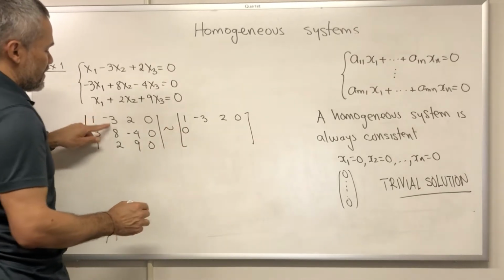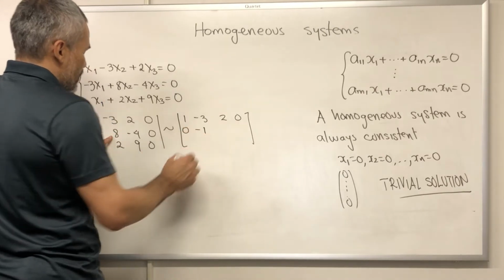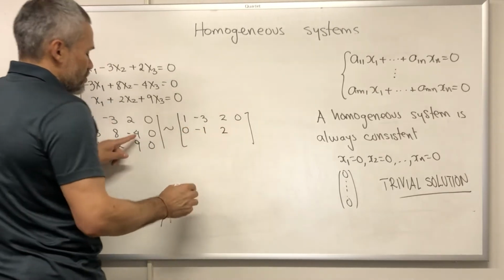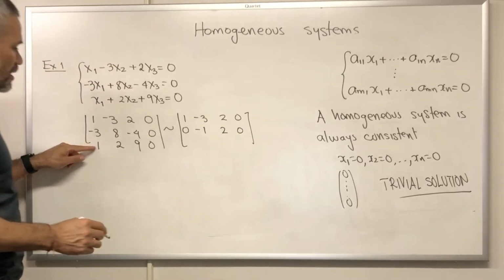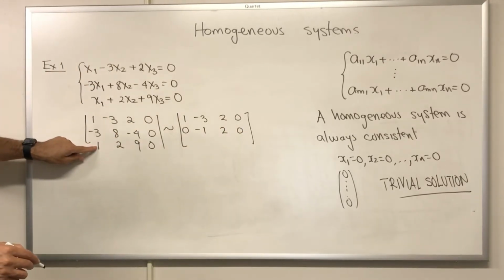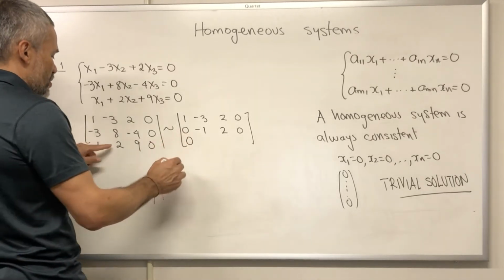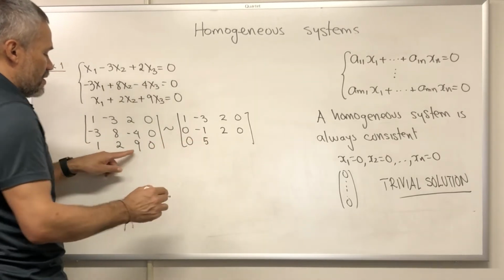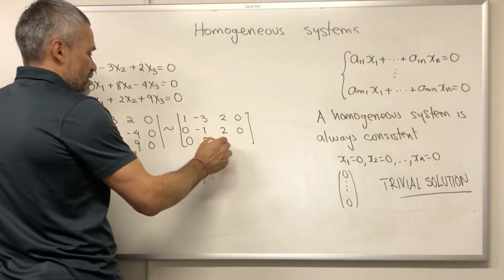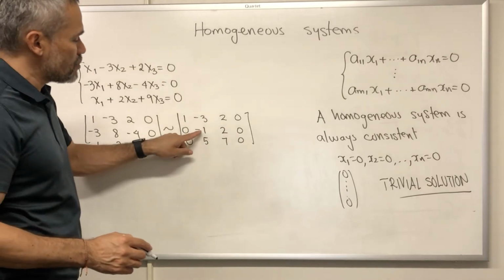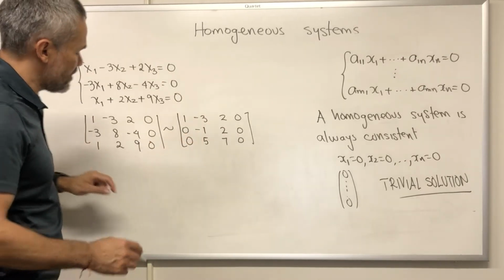For the second row, I multiply by 3 and add. Multiply by 3 is negative 9 plus 8, negative 1. Multiply by 3 is 6 minus 4 is 2. Here is a 0. And to put a 0 here, we're going to do this row minus this row. Then here I have 0, 5, 7, and 0.